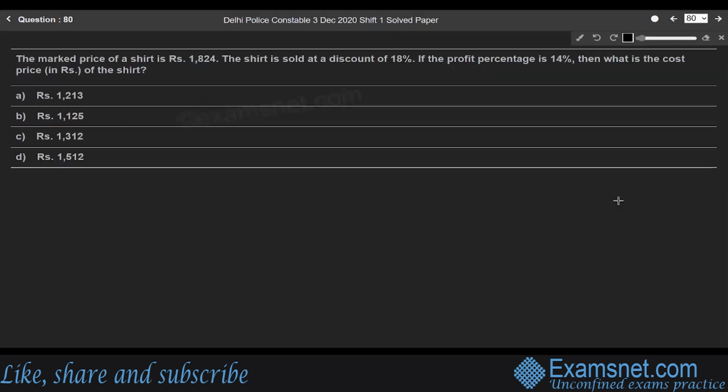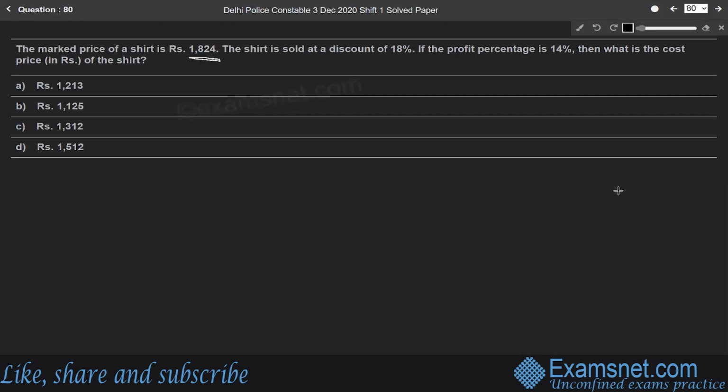Question 80. The market price of a shirt is 1,824 rupees. The shirt is sold at a discount of 18%. If the profit percentage is 14%, then what is the cost price of the shirt? Here, market price of the shirt is given. So, market price is equal to 1,824 rupees. Discount percentage is 18% and profit percentage is 14%. So we have to find cost price of the shirt.